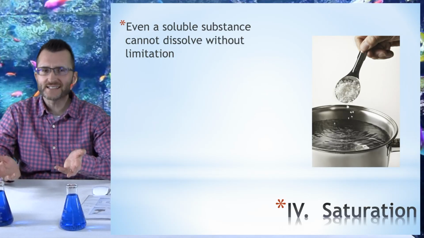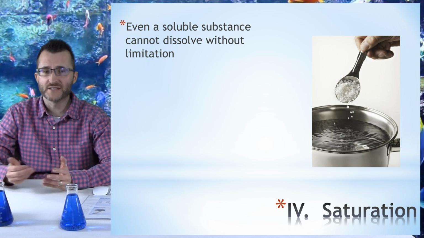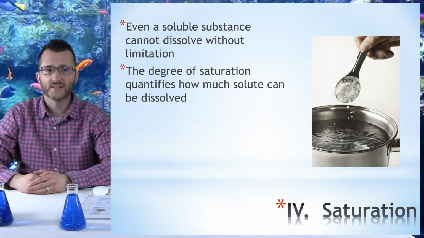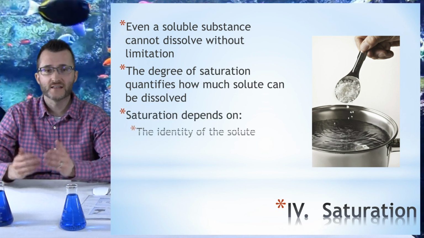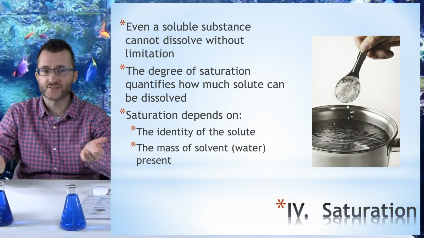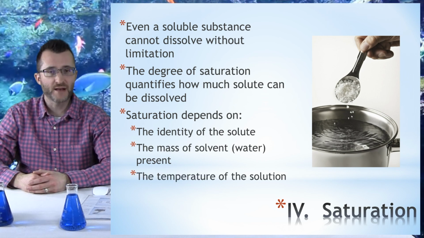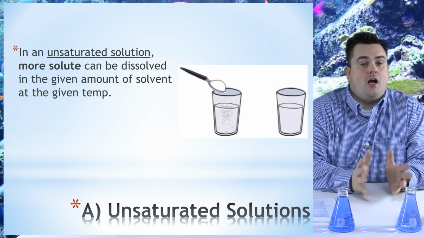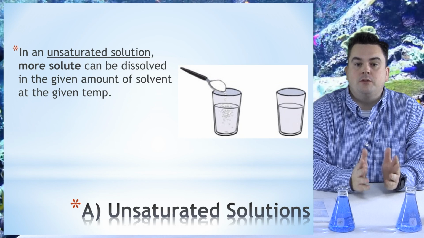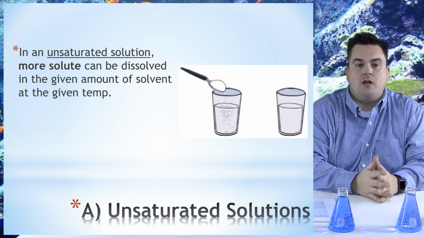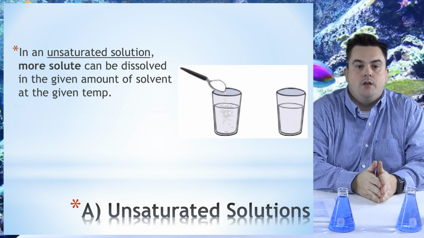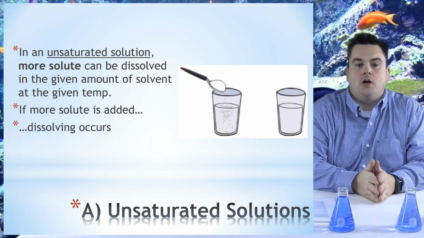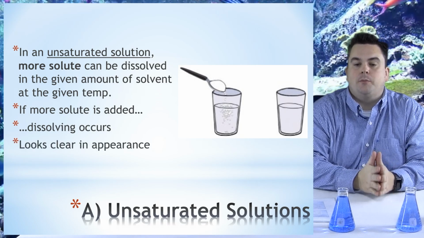Saturation. Even a soluble substance cannot dissolve without limitation. The degree of saturation quantifies how much solute can be dissolved. Saturation depends on 3 things: the identity of the solute, the mass of solvent, which is water, present, and the temperature of the solution. Unsaturated solutions. In an unsaturated solution, more solute can be dissolved in a given amount of solvent at the given temperature. If more solute is added, dissolving occurs. Looks clear in appearance.